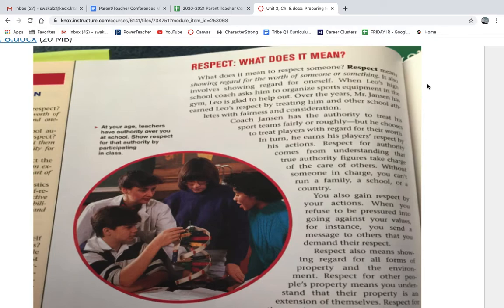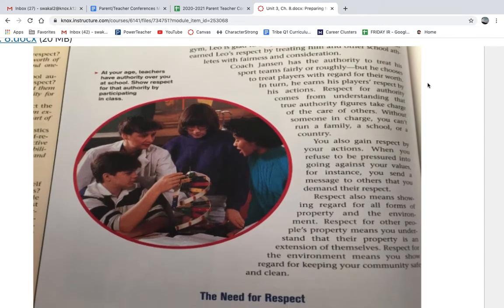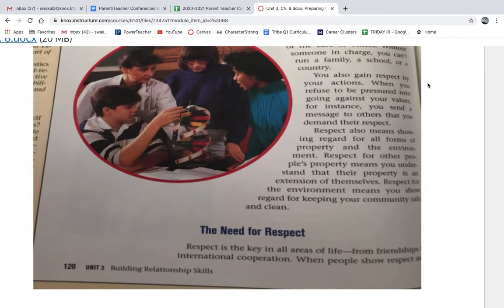Respect for authority comes from understanding that true authority figures take charge of the care of others. Without someone in charge, you can't run a family, a school, or a country. Could you imagine that? Having no one in charge, what kind of chaos there would be going on? You also gain respect by your actions. When you refuse to be pressured into going against your values, for instance, you send a message to others that you demand their respect. Respect also means showing regard for all forms of property and the environment.